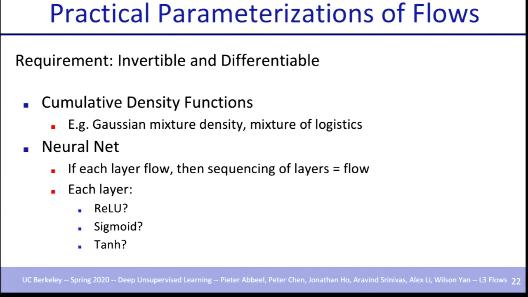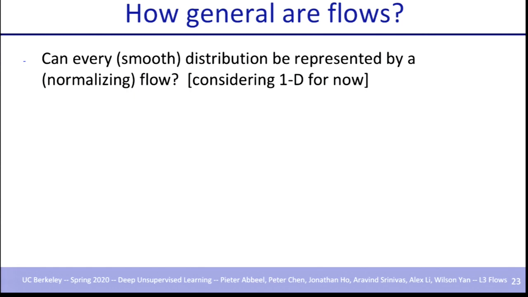Now, the question you might have is how general are these flows? Because it seems like the machinery we've looked at is somewhat intricate. We're saying, okay, we're going to go from X to Z with an invertible differentiable mapping, and somehow that's what we're going to do, and that might restrict what we can model. And are there maybe some densities that cannot be captured this way?